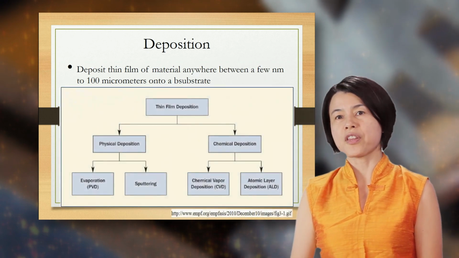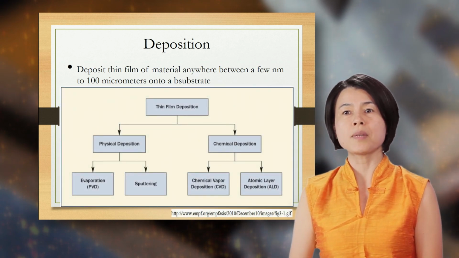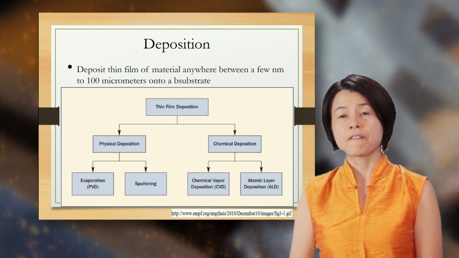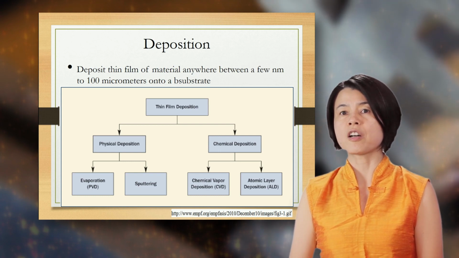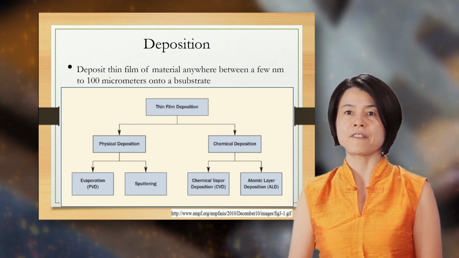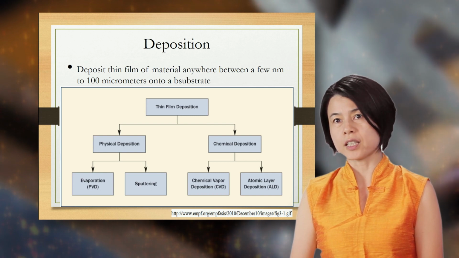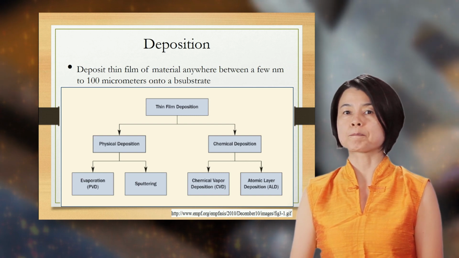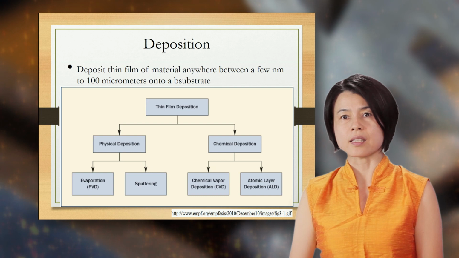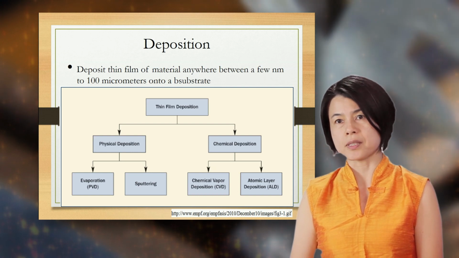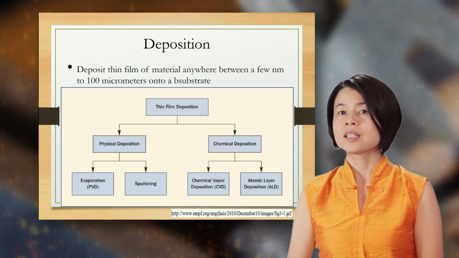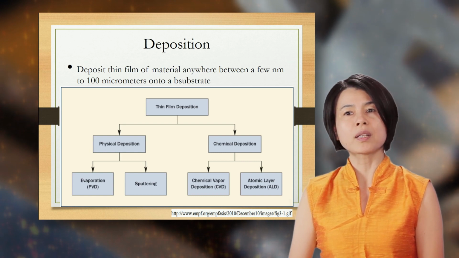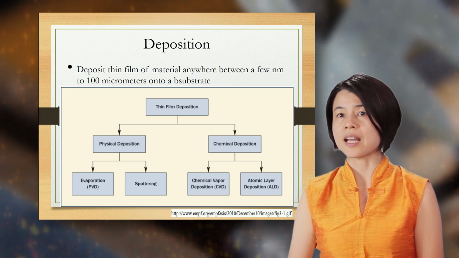There are two kinds of thin films deposition, as you may see in the table below, physical and chemical deposition. Physical techniques include evaporation or PVD, physical vapor deposition, and sputtering. Chemical techniques include chemical vapor deposition and atomic layer deposition. Next, let's look at what material can be deposited at the microscale.